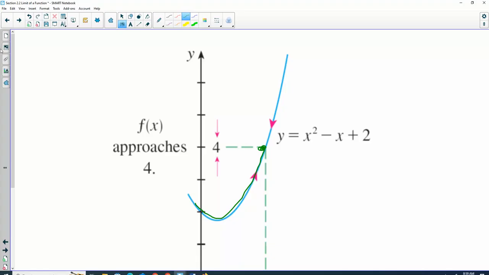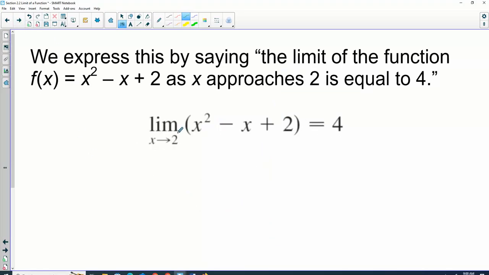Alright, the notation, you say limit, and then underneath that, or kind of as a subscript, as x approaches 2, of the function x squared minus x plus 2 is equal to 4. That means when x is getting close to 2, y is getting close to 4.